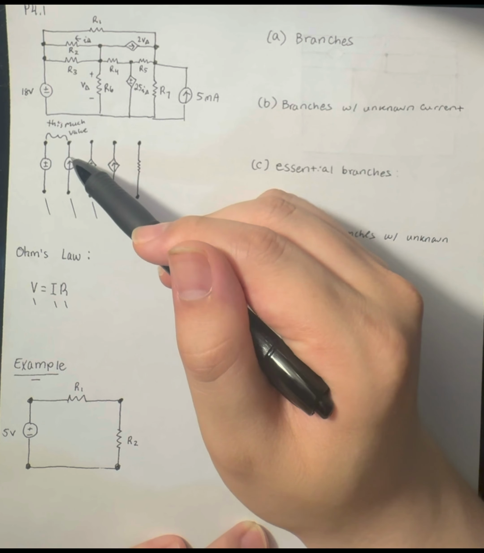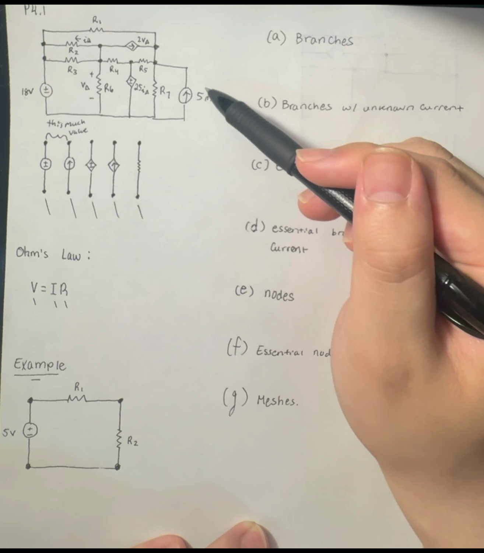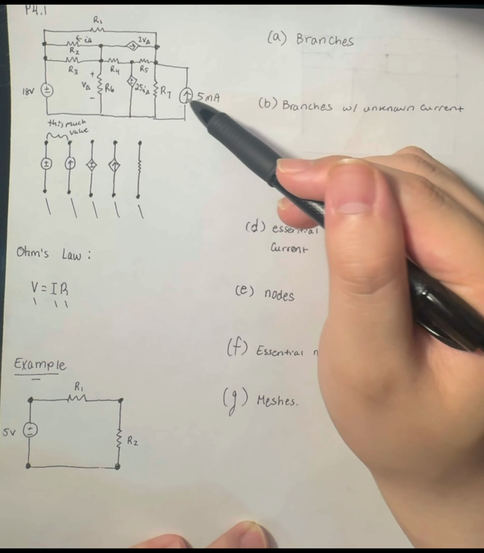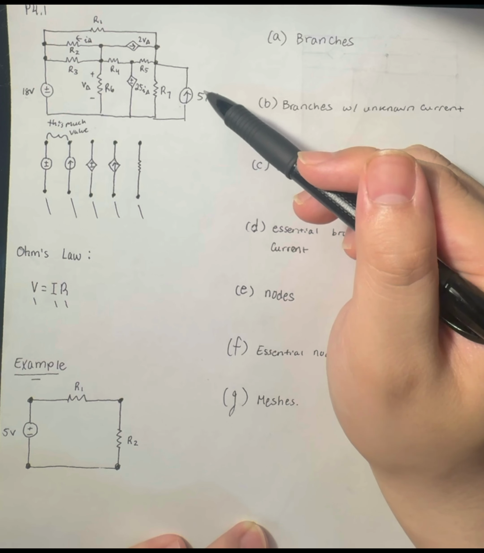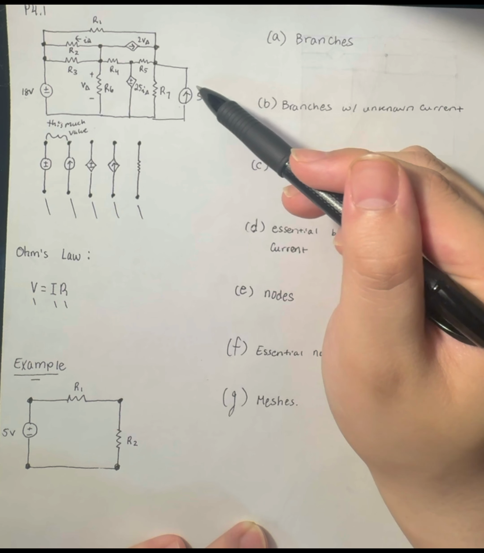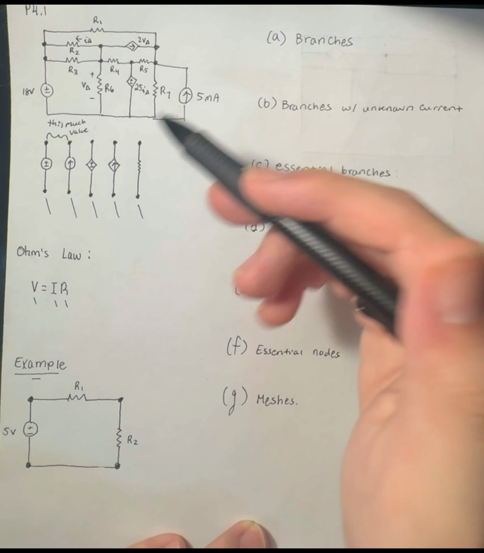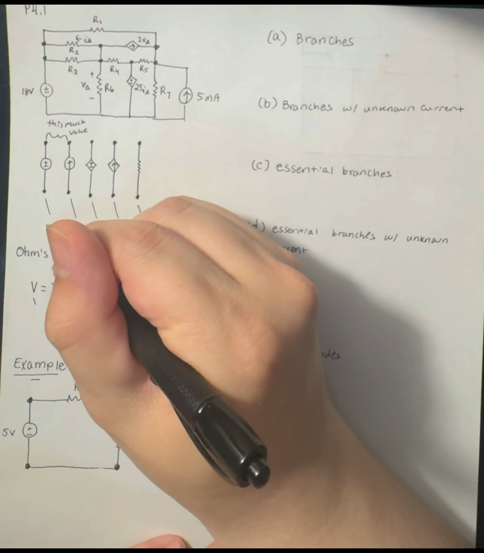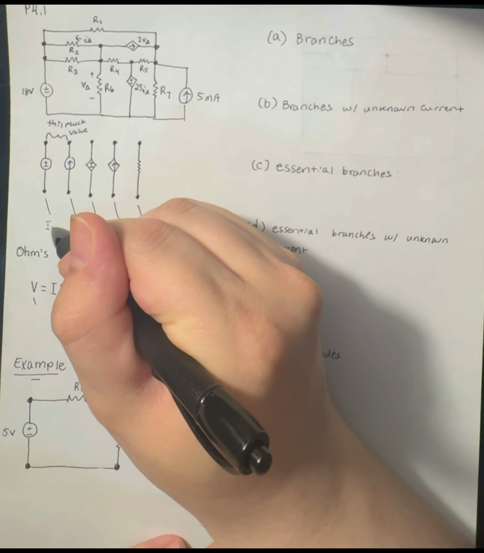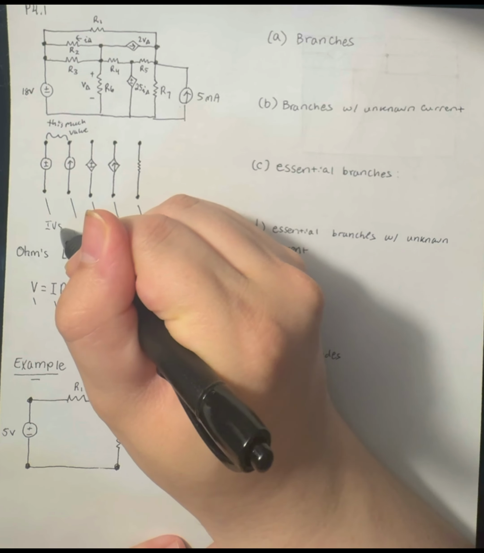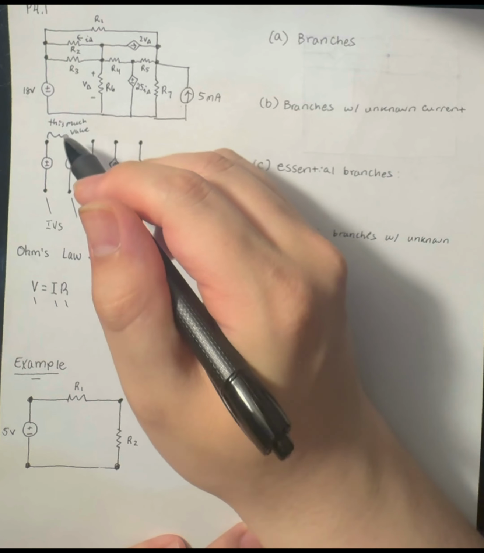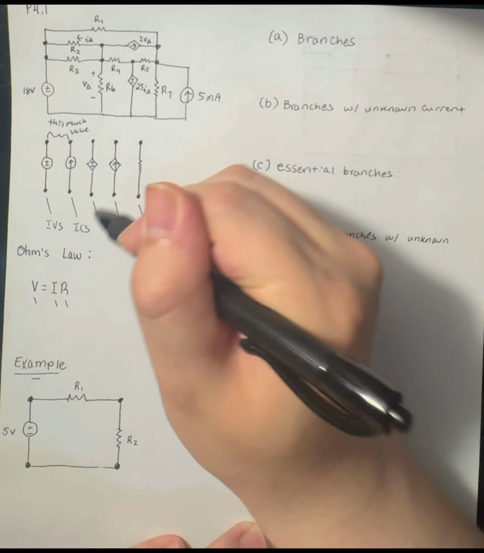And an independent current source, like the one shown in the problem here, tells you that the current flowing over here is going to be 5 milliamps, right? So this is an independent voltage source. I'm not going to write out the whole thing. This is the independent current source.